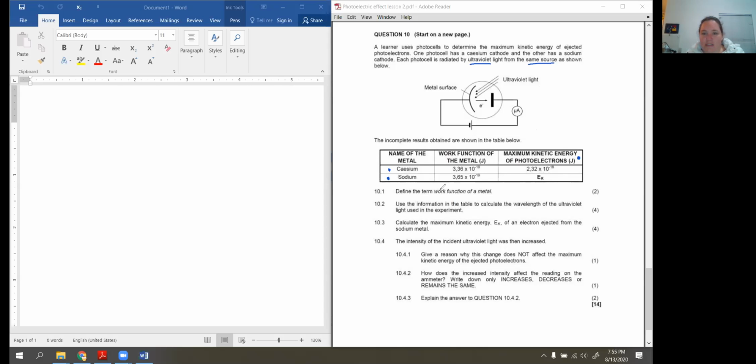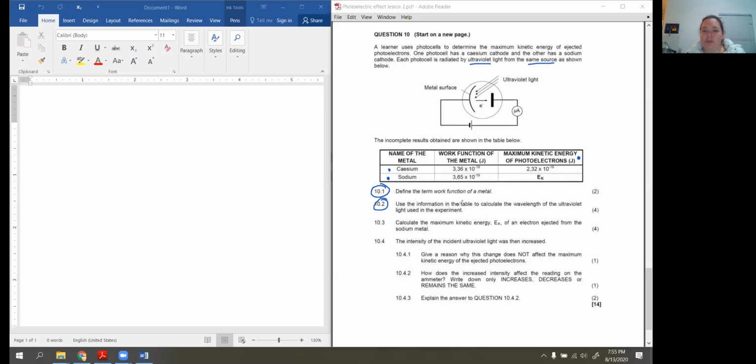First question says, define the term work function of a metal. Because we've already done this today, I'm going to assume that you'd be able to do it again, and I'm just going to tell you the answer. It is the minimum amount of energy required in order to emit an electron from a metal.